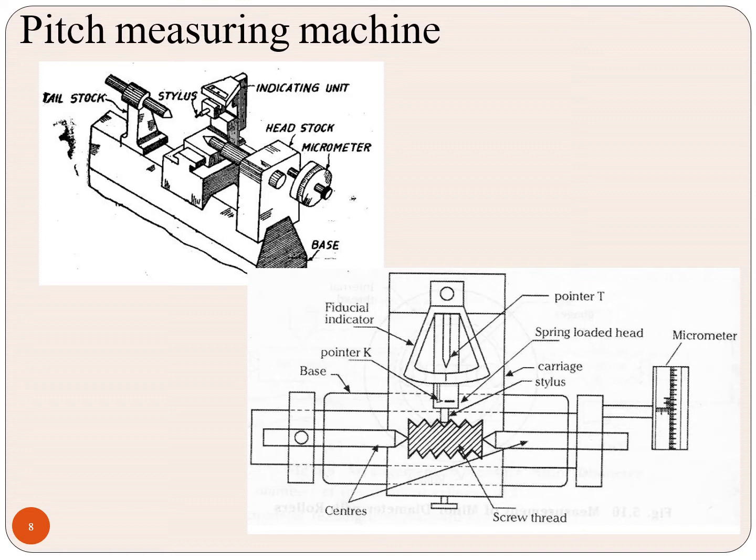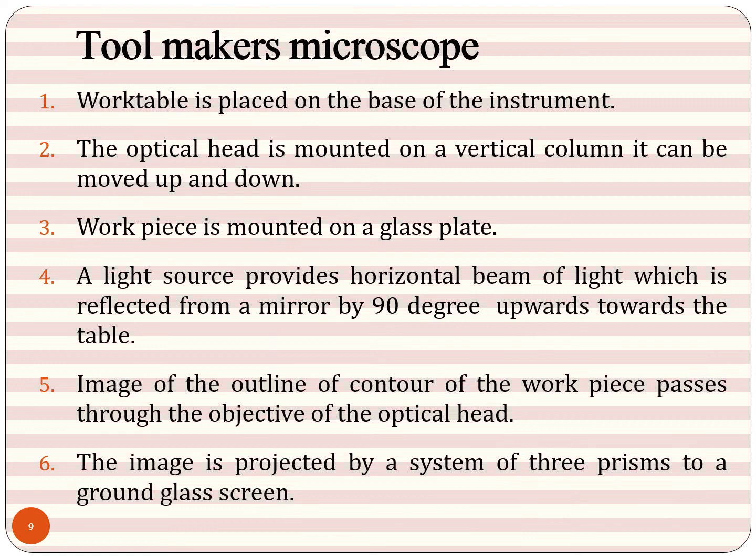The stylus, this part is a stylus. This is the pointer. This is a carriage, and a spring loaded head. Visual indicator, and this is a micrometer. This is a screw thread. By means of the stylus, we are measuring the reading. This pointer will move, it will deflect. This is called the pitch measuring machine. Another one is the tool maker's microscope.